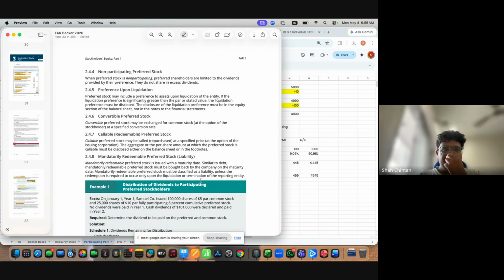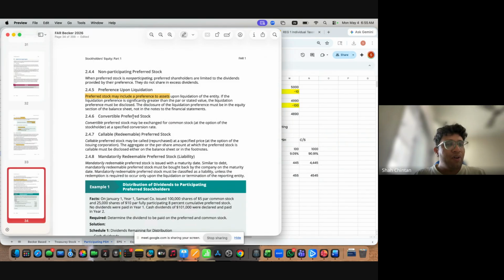Now these are the features on the preference shares. So when a liquidation happens, then preference shares generally get a first preference to the asset of the company. Also इसी वजह से उनका disclosure भी ऊपर की साइड होता है. And you can have convertible preference shares. These are the preference shares which can get converted into the common stock in future. We see this during the EPS calculation.